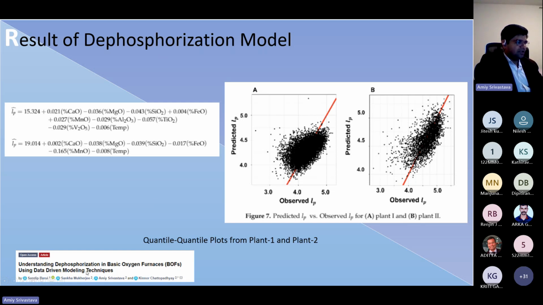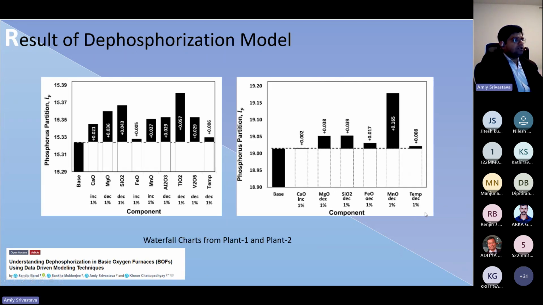And then, understanding dephosphorylation, this is the paper. You can go through this paper, and these are our co-authors, and when that paper was published. And let's move on. So we made some waterfall charts also. A waterfall chart is another way of representing the effect of individual contributors.